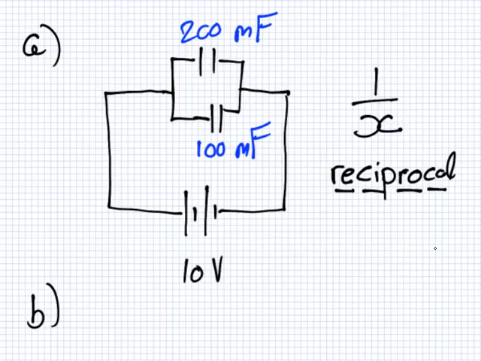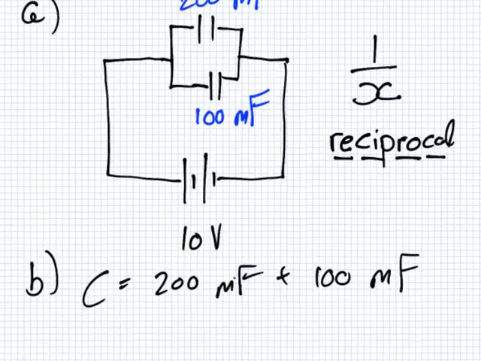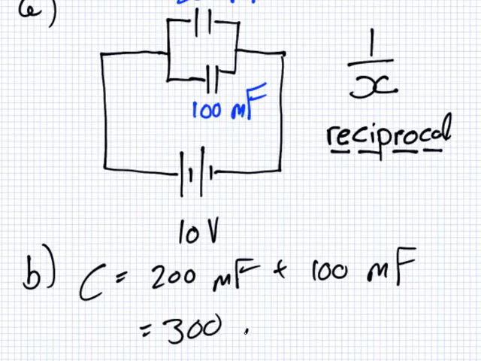Right. So my question was, how does the capacitance add together? Does it add together directly, or does it add together as the reciprocal? In parallel, yes, it's direct. So the total capacitance would be 200 millifarads plus 100 millifarads. So that is 300 millifarads.